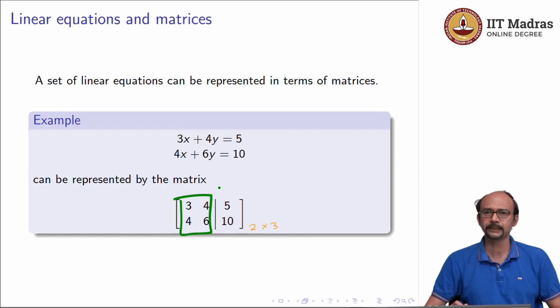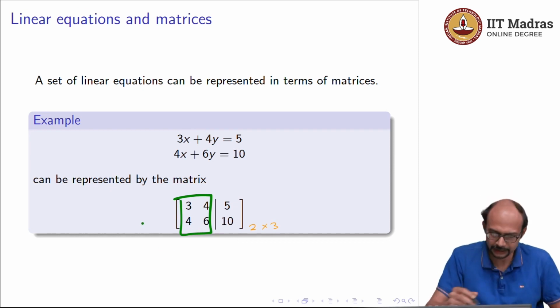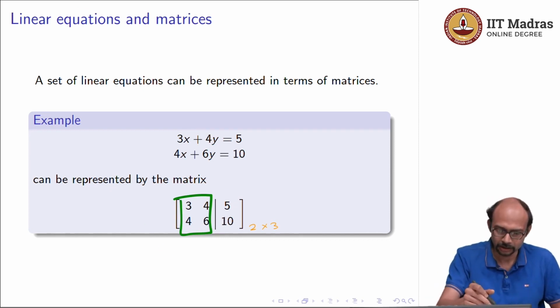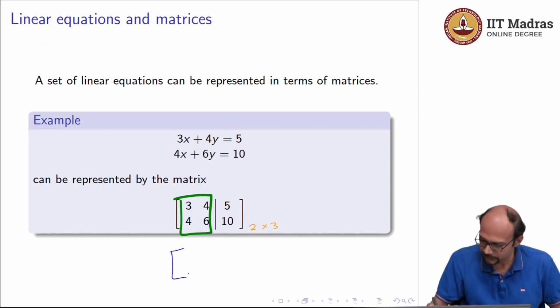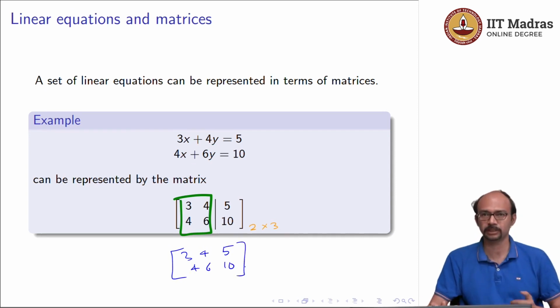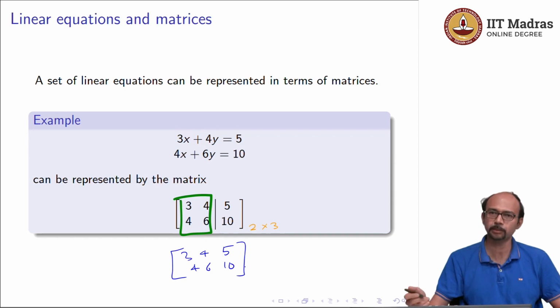We don't need to put it. So as a matrix, this is the same matrix as what we have without the line. So this is 3, 4, 5, 4, 6, 10. But we later see that putting that line helps us. So for now, this is the corresponding matrix. But we'll see how that line helps us later on.